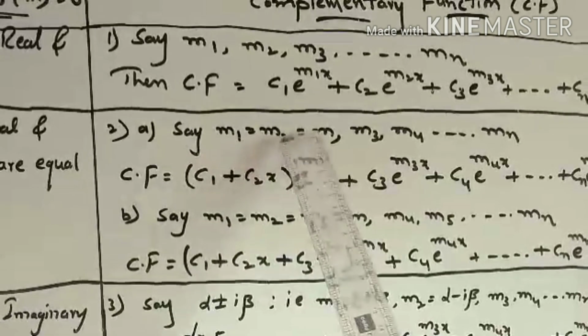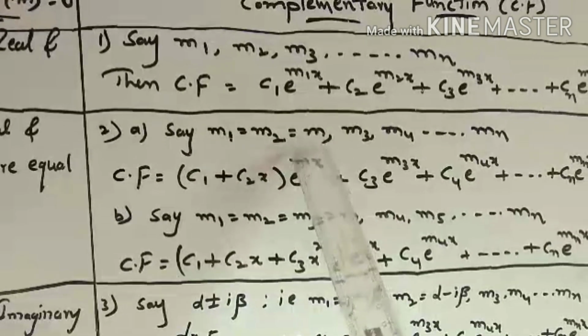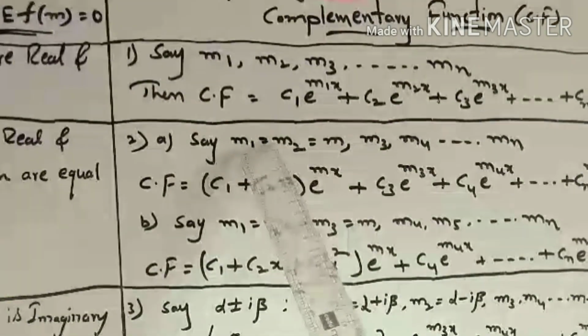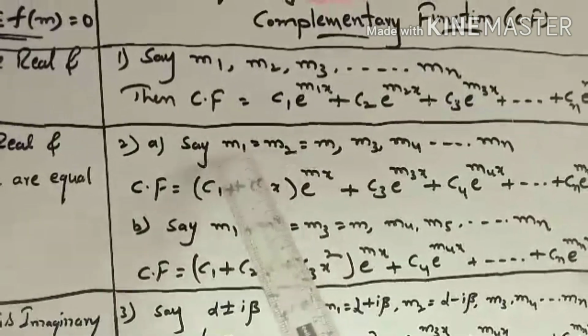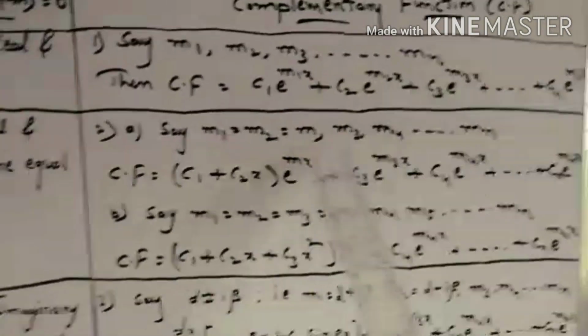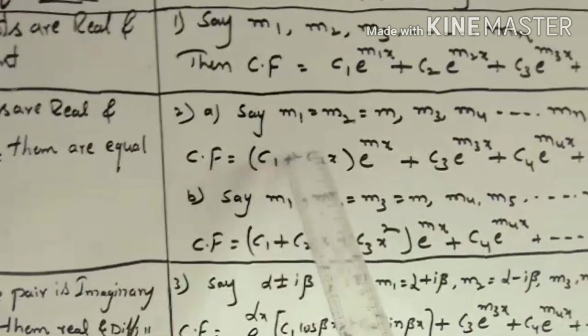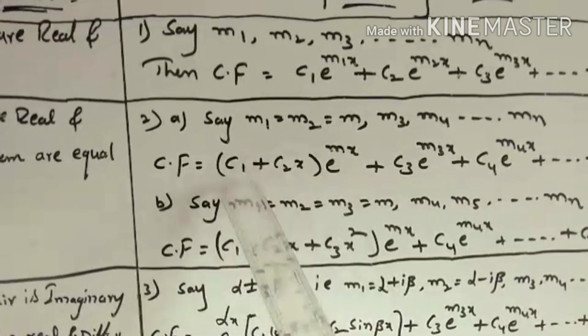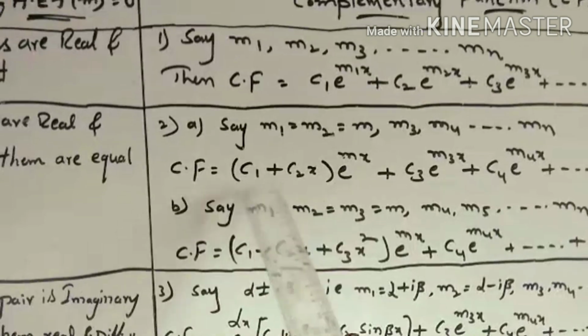These first two roots are real and equal. Suppose the roots are 2 comma 2 comma 3 comma 4 comma 5. So the first two roots are equal, and the remaining ones are real and different. Then what is the complementary function? If the roots are real and equal, then what is the complementary function? We have discussed it in the last video.